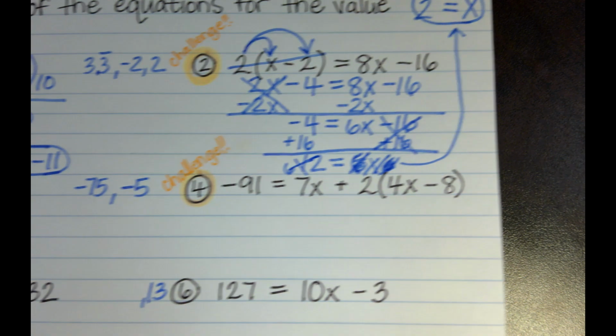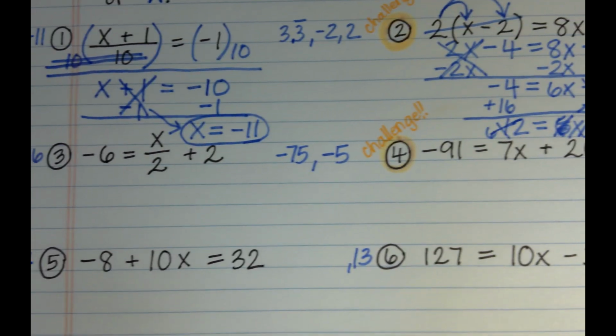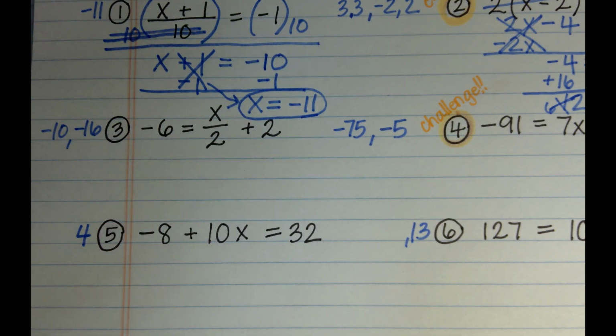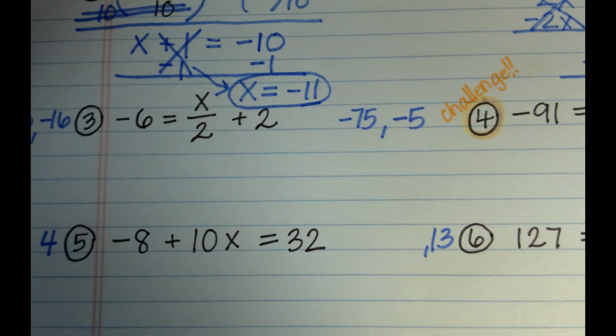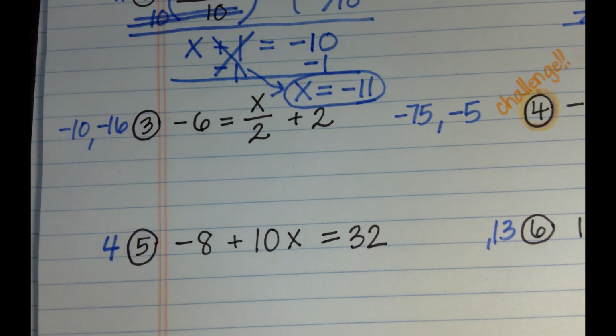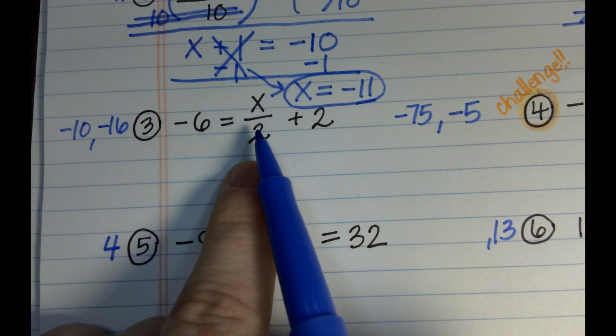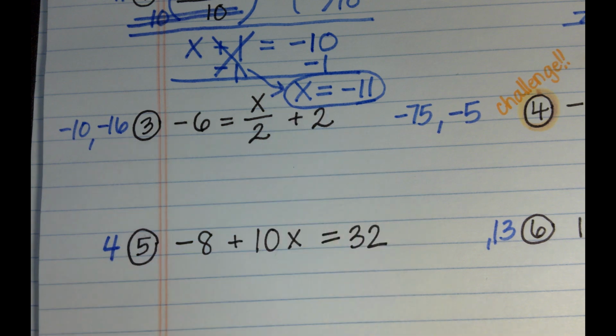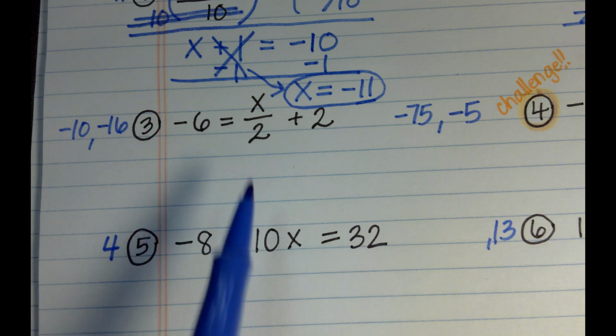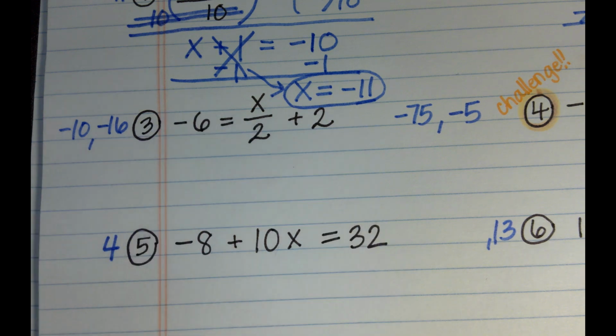Let's look at number 3. We have -6 is equal to x divided by 2 plus 2. What should we do first? I multiplied 2 by both sides. Okay, so you multiply both sides by 2. Can we do that first? No. Why not? I subtracted it.